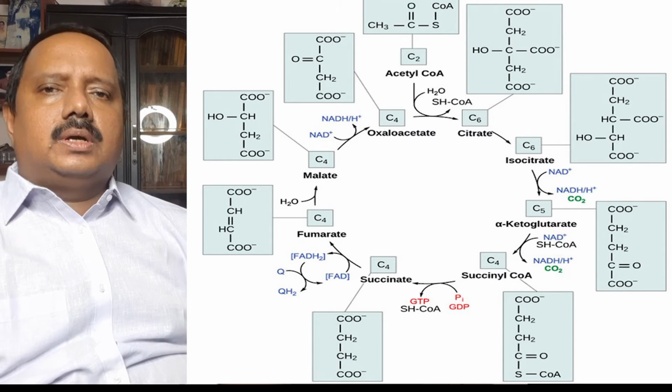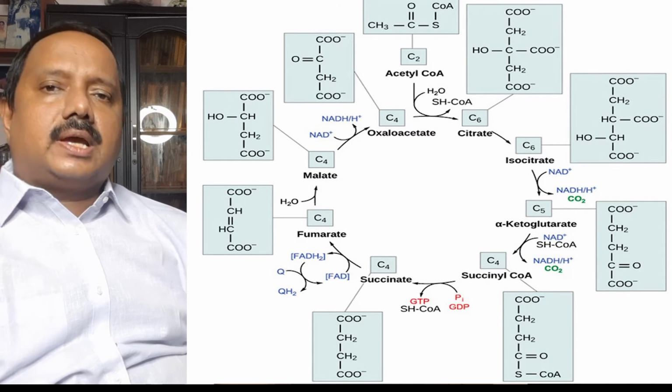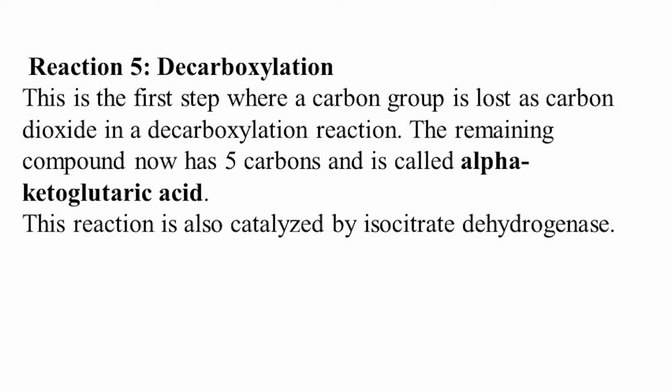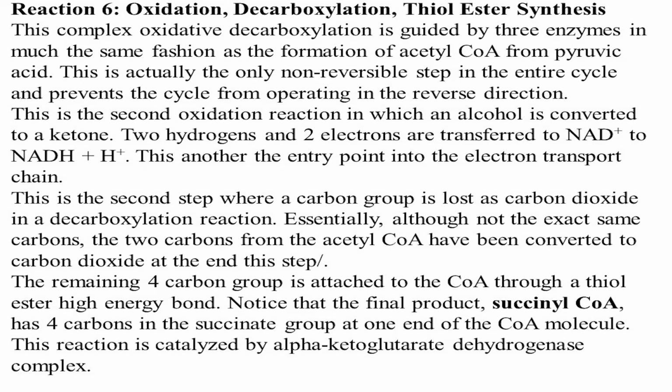In this step, isocitric acid is converted into oxalosuccinic acid, which is also a 6-carbon compound. The next reaction is the decarboxylation reaction, where the alpha ketoglutaric acid is formed from oxalosuccinic acid. This reaction is also catalyzed by the enzyme isocitrate dehydrogenase. The next reaction is a single step involving an oxidation, decarboxylation, and thiol ester synthesis. This complex oxidative decarboxylation is guided by 3 enzymes in much the same fashion as the formation of acetyl coenzyme A from pyruvic acid.